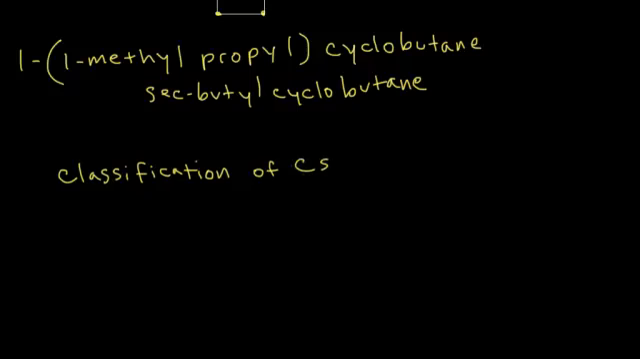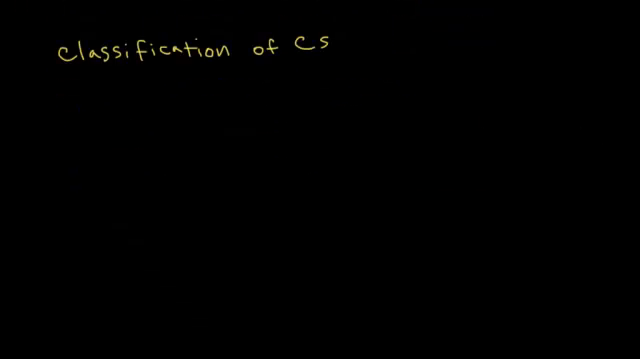So classification of carbons. Let's say I have a carbon connected to 3 hydrogens, and then I also have it connected to 1 other carbon in some R group. I want to know how to classify this carbon. So this carbon is connected to 1 other carbon, so therefore we say it is primary. So that is a primary carbon right there.